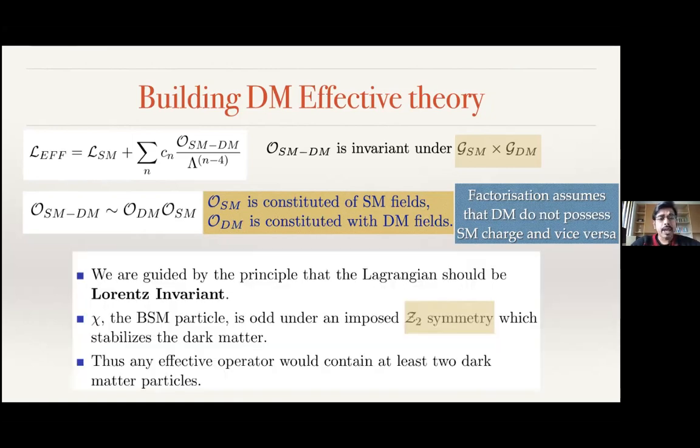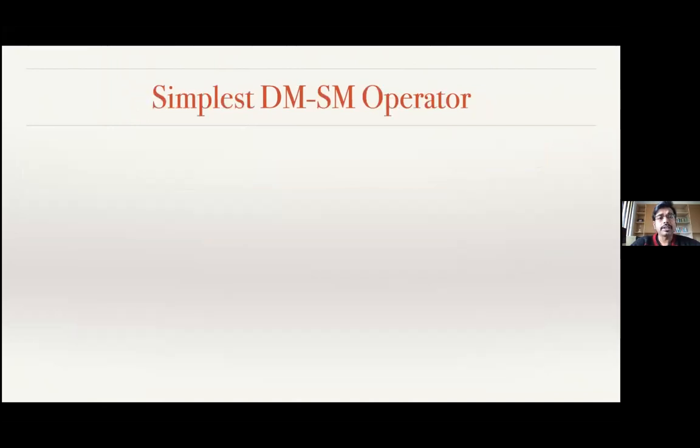And apart from that, the Lagrangian should be Lorentz invariant. This we all know. And most often this G_DM symmetry is the Z2 symmetry. The simplest symmetry that one can talk about is Z2 symmetry, which stabilizes the dark matter. So any effective operator will at least contain two dark matter particles. And this is what we will see in the examples that I will illustrate here. All right, so let's proceed.